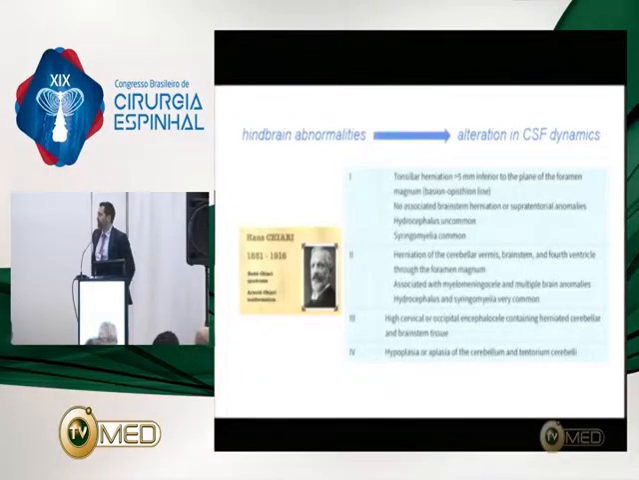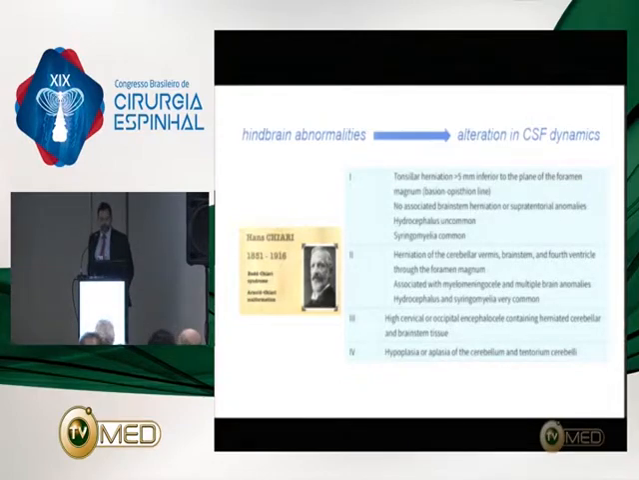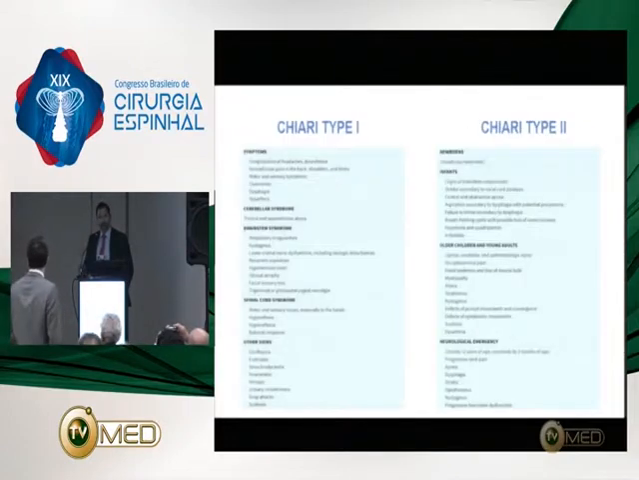We're talking about the Chiari malformation, a pathology that has been well known for almost 1.5 centuries. It was described by Chiari, and we all know that there are different subtypes. Mainly, it's a type of hindbrain developmental abnormality, and the main pathophysiological issue is the alteration in the CSF dynamics. The most common are Chiari type 1 and Chiari type 2.